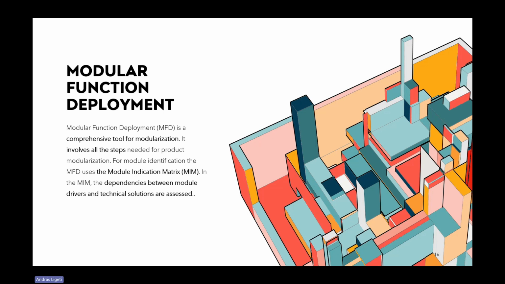And the modular function deployment is using a very powerful tool. This is the module identification matrix. The module identification matrix is used to define the modules in your system. So in this masterclass, I will show you, and mostly focus on, how to use the module identification matrix.